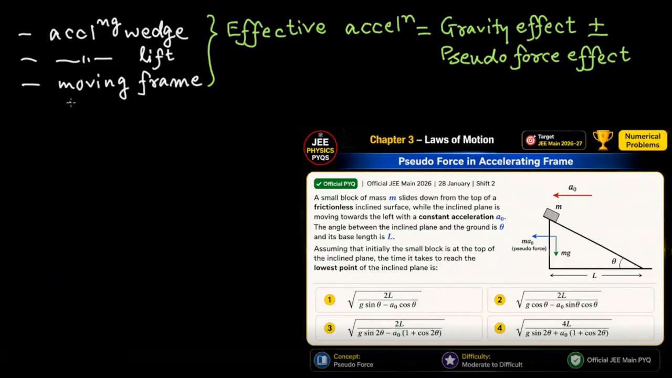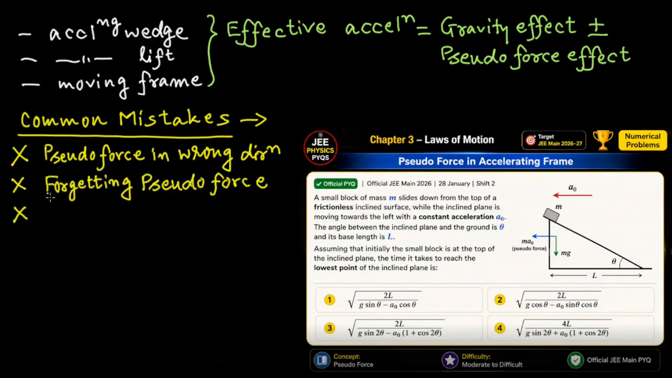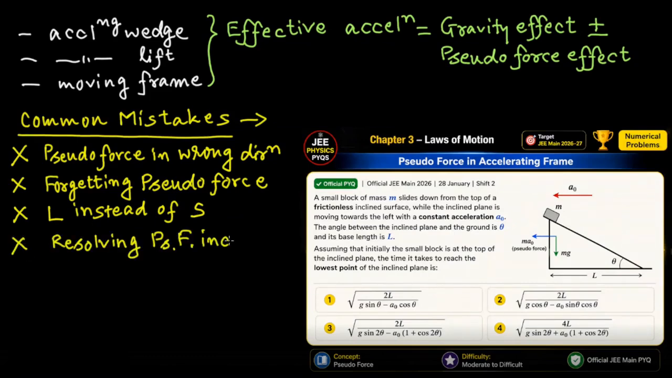Now let's talk about common mistakes. 1. Drawing pseudo force in the wrong direction. 2. Forgetting to introduce pseudo force. 3. Using capital L instead of inclined length S. 4. Resolving pseudo force incorrectly, or applying kinematics before finding the correct effective acceleration.